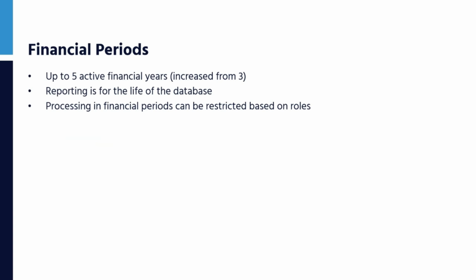So yeah, just a very quick jump into the financial periods. You have up to 5 active financial years, and what that means is you're allowed to control whether those 5 years or the periods within those 5 years can be transacted into. That doesn't mean that you can only have 5 years worth of periods within the system. From a reporting perspective, you can go back for the entire life of the database. So you could have 20 years of data within your database, but you can only transact within the periods of the last 5 years, but that's entirely based on the permissions that you've set.